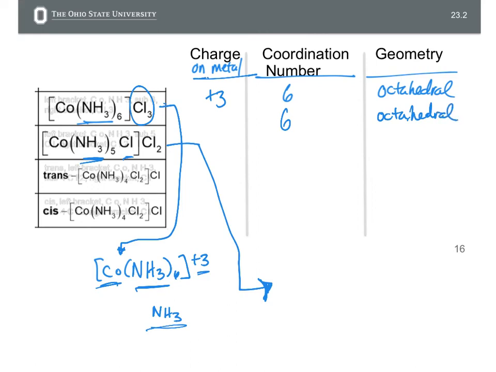Okay. What about the charge on the metal? So I'm going to rewrite this. I'm going to essentially remove these chloride ions that are not part of the coordination sphere. So we'll have cobalt, 5 ammonia, and a chloride. And it's going to have what charge? +2.